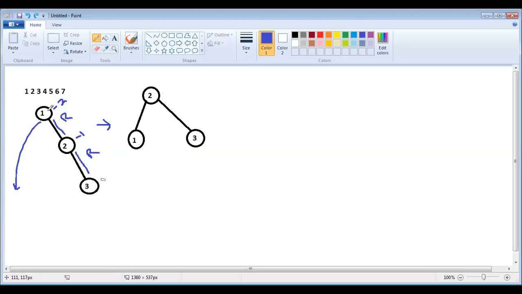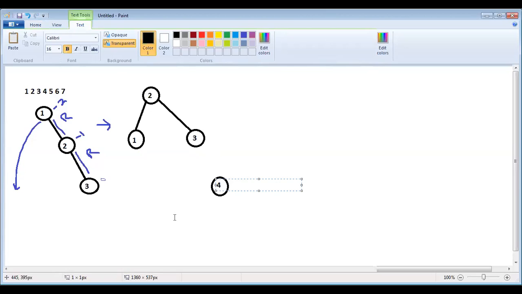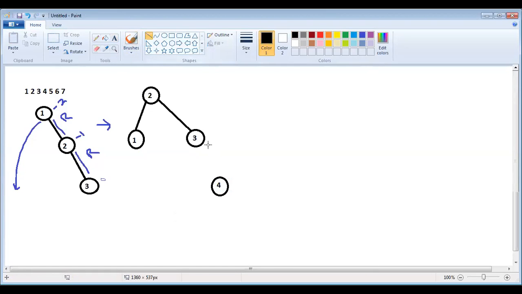Where should I insert 4? Right side of 3. Very good. I'm just inserting it on the right side of 3. Just check, am I getting any problem, any imbalance? No, ma'am. So we will check.